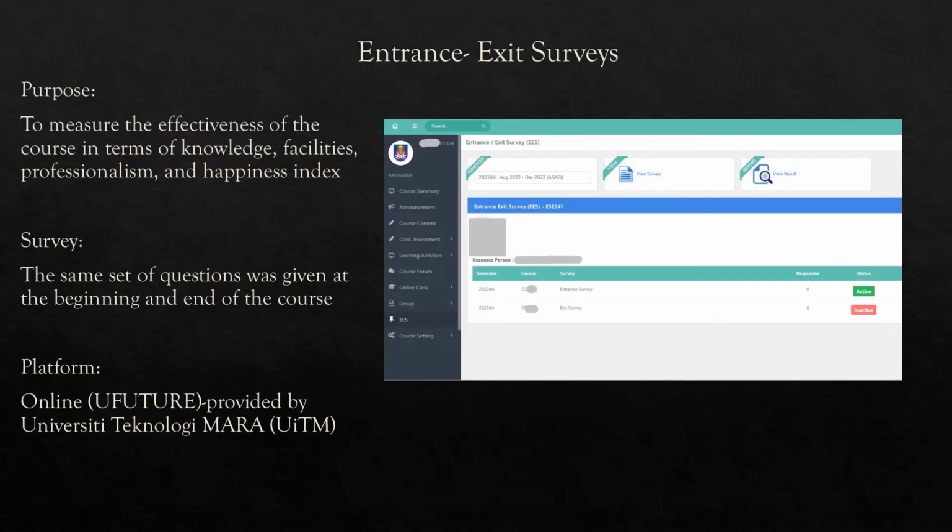And then the entrance and exit surveys. The purpose of these surveys is to measure the effectiveness of the course in terms of knowledge, facilities, professionalism, and happiness index. The survey consists of the same set of questions given at the beginning and at the end of the course. So in this project, the platform used to distribute the survey is online UFuture. So this platform actually provided by the university to all the registered students.